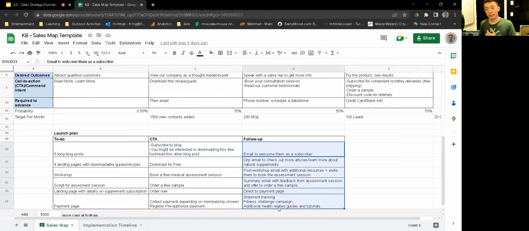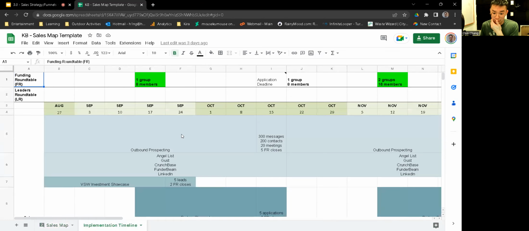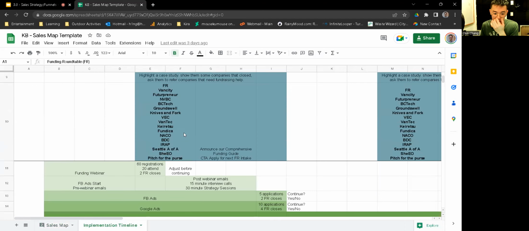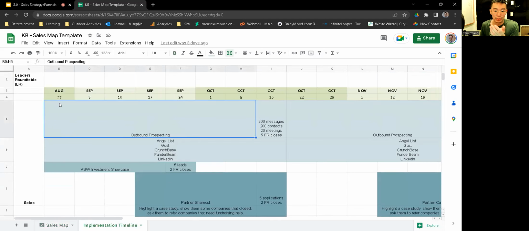Do you email them to welcome them? Do you send a drip email campaign? Do you send them a post-workshop email with more resources? Whatever it may be. And once you have these, you can create an implementation timeline. This is a very rough example, but you can map out what activities you're doing, and what channels. In this case, you can see I'm doing some outbound prospecting. I have certain targets, and I'm testing this over this period of time.